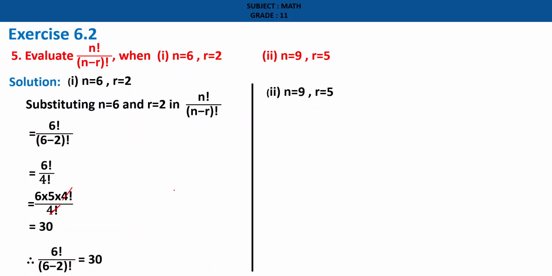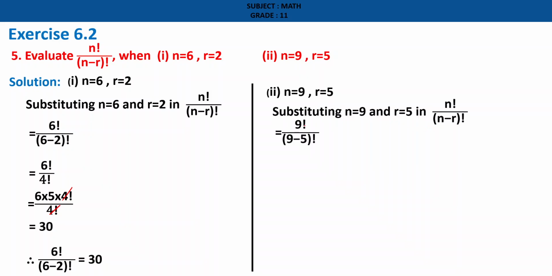Let us solve subsection 2. In subsection 2, n value is 9 and r value is 5. To write n factorial divided by n minus r factorial, we need to substitute n as 9 and r as 5. Therefore, we are going to get 9 factorial divided by 9 minus 5 factorial. That is 9 factorial divided by 4 factorial.